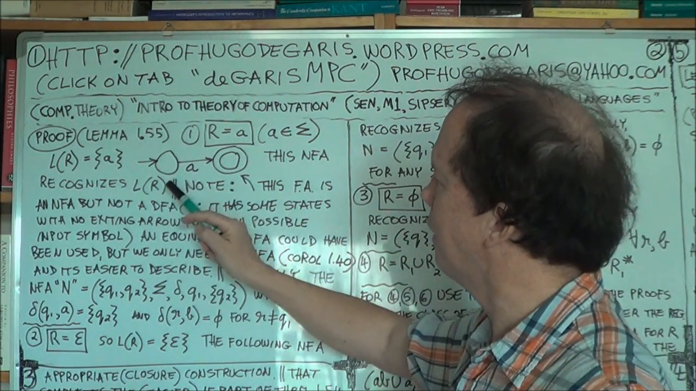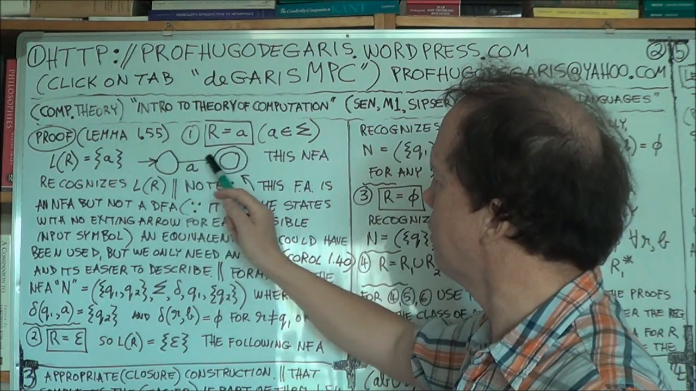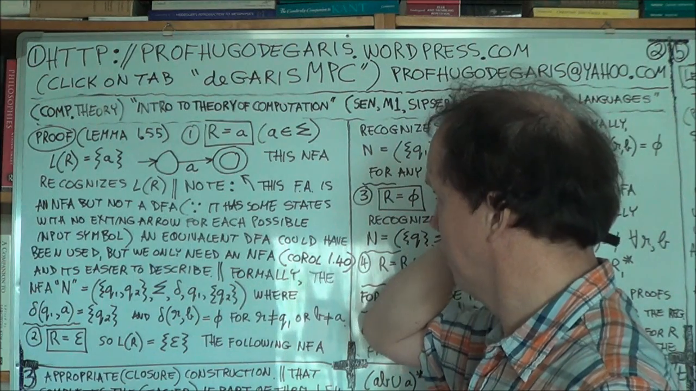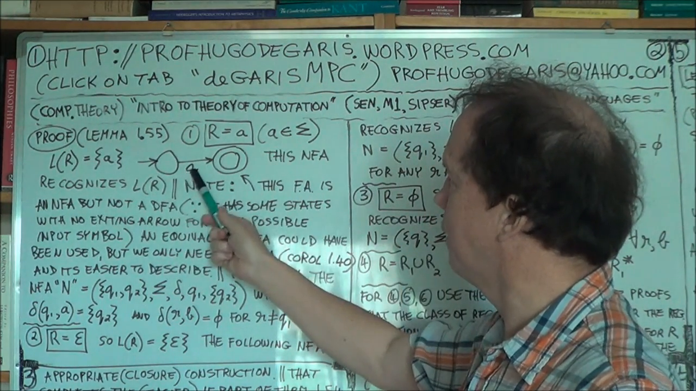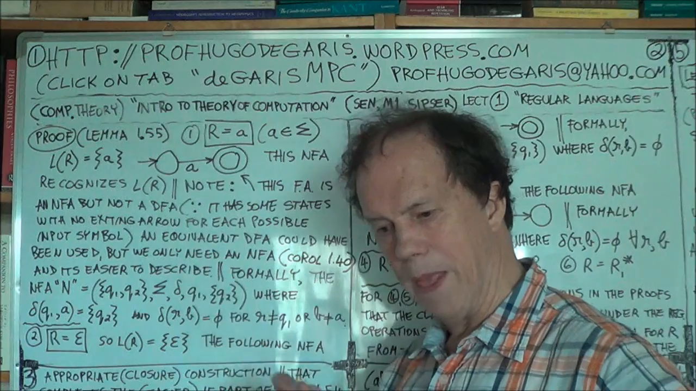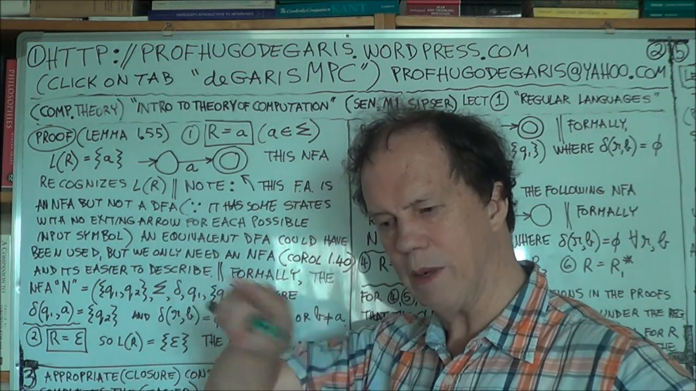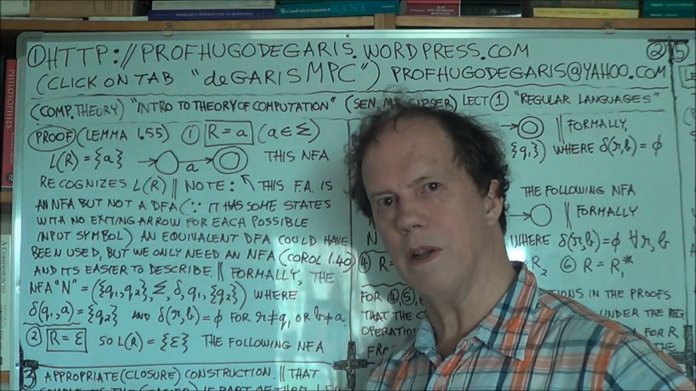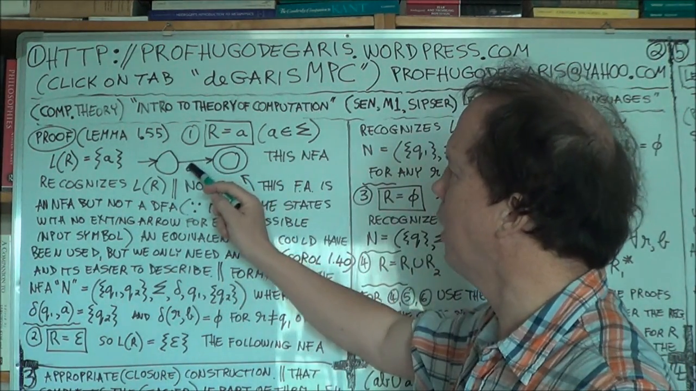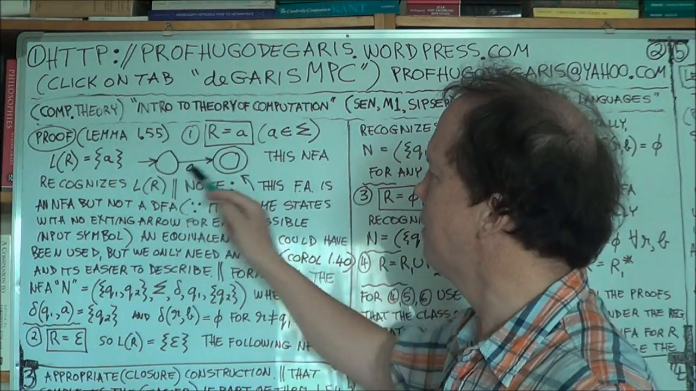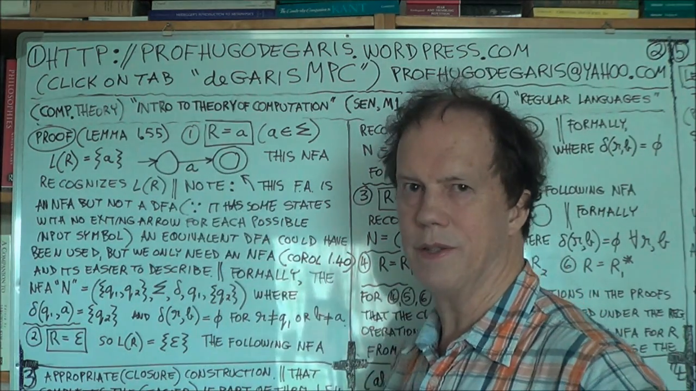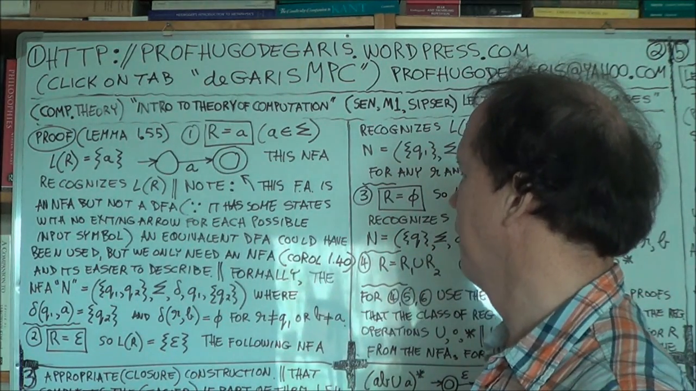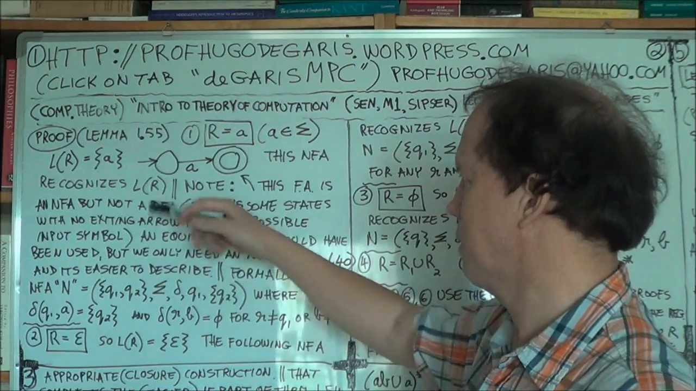We've got two states, and only one output arrow. You have to have, for each state, the number of output arrows equal to the number of symbols in the alphabet. Well, there may be other symbols, and we've only got one arrow coming out. So this NFA here is not a DFA. That's what it's saying here.